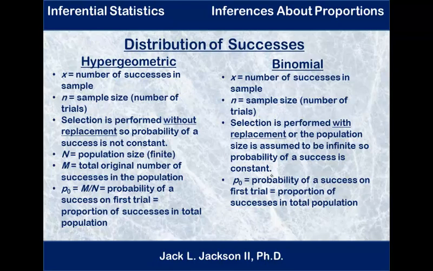In the hypergeometric, we have a couple other letters that we keep for our parameters. Capital N is the population size, which is some finite number. Capital M is the total original number of successes in the population before you draw anything out of it. So if you divide M by capital N, you get P0, the probability of a success on the first trial, and that is the true proportion of successes in the total population. However, the probability of success on the second, third, and fourth trials and so forth is going to be a little different than P0.